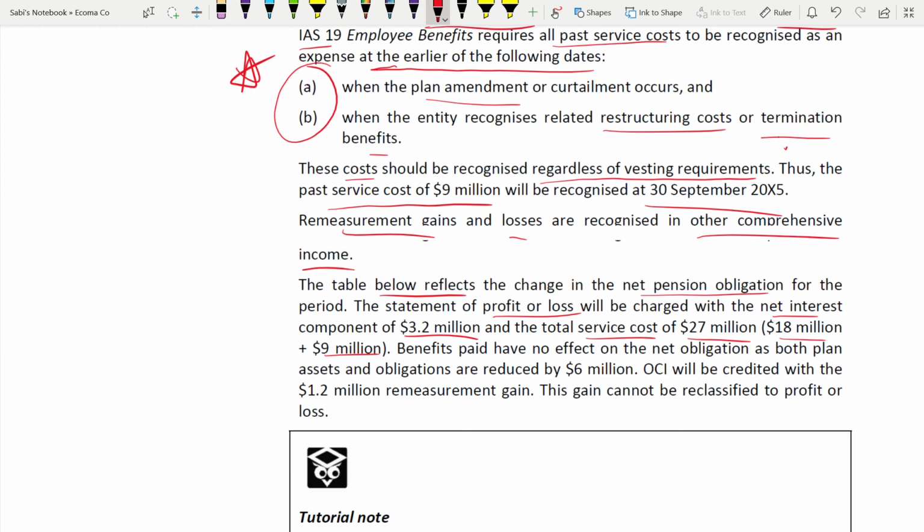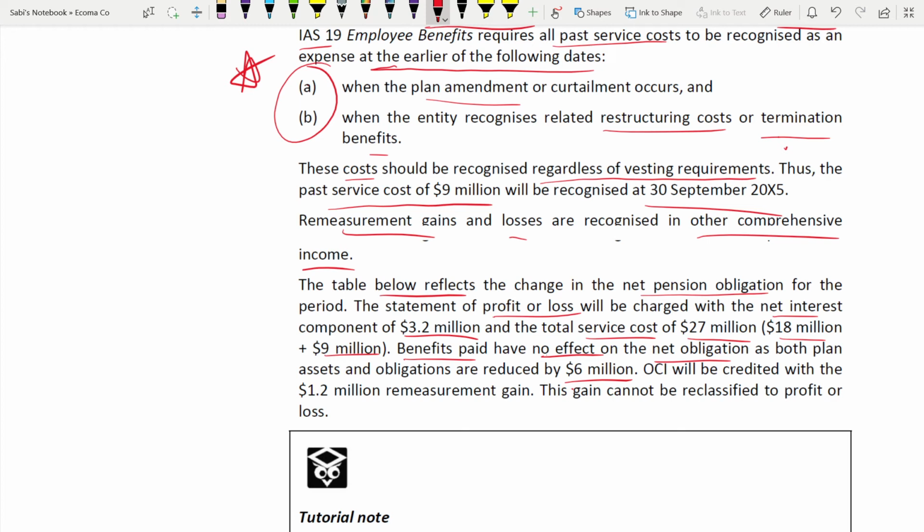Now, what about the benefits that are paid? The 6 million. This 6 million has no effect on the net obligation. Why? Both plan asset and obligation are reduced by 6 million. We are not given the plan obligation and asset, so no impact will go here.